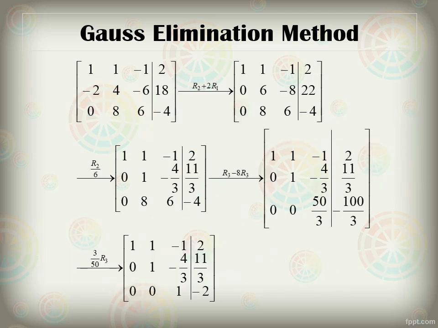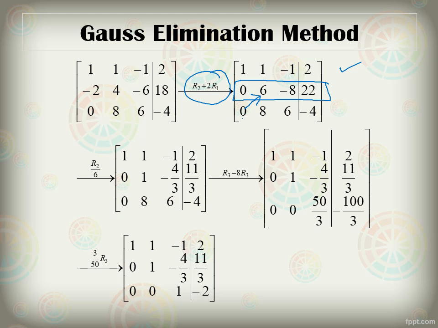Right, so this is what we get when we perform ERO R2 plus 2R1. Okay, alright, so next step is, since the first element of our third row is already 0, which is our aim, we can skip this one and move to the next element, which is this.